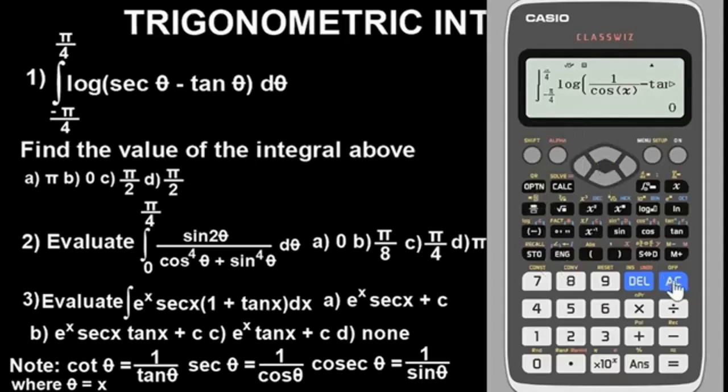Now let's solve a similar question. That's question 2. Our option is option B, 0. Now let's solve question 2. It says evaluate the definite integral of this function. So you press this symbol again.